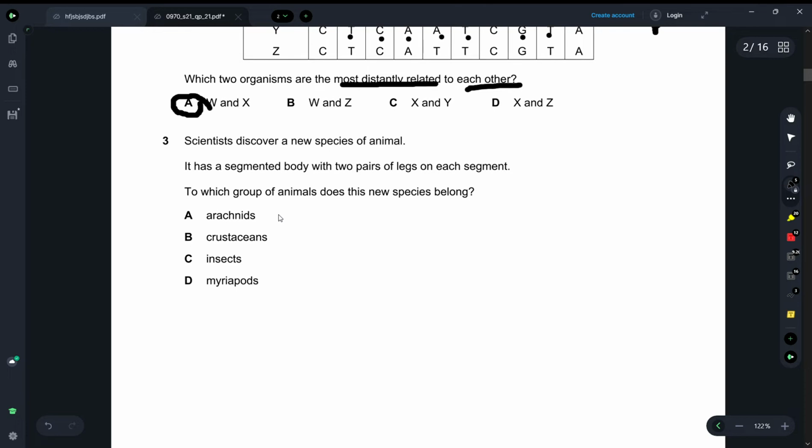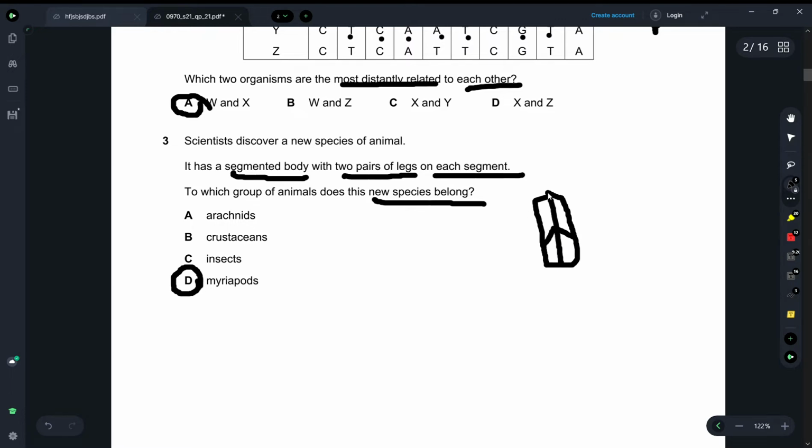Okay, for question 3, it says scientists discover a new species of animal. It has a segmented body with two pairs of legs on each segment. To which group of animals does this new species belong? A segmented body with two pairs of legs on each segment is always a myriapod. So let's say this is a segment and it's going to have two legs over here. Another segment, two legs over here. Like that.